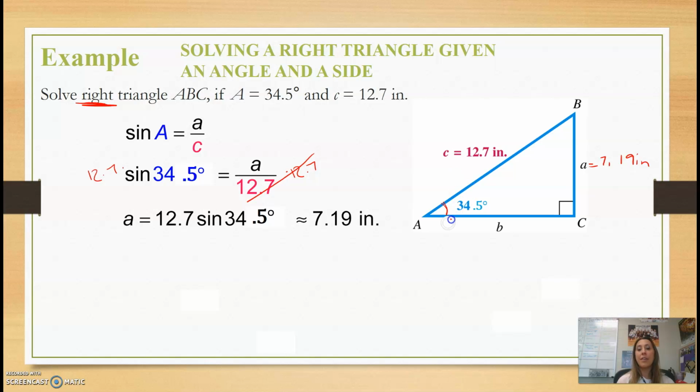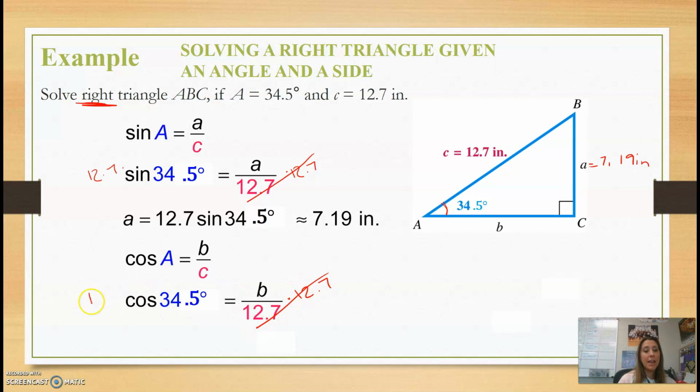And I know that if I can find the cosine, the adjacent over the hypotenuse, I'm still using all my given information. So I am going to use the cosine of A, which is the adjacent over hypotenuse, and I'm going to plug in the parts that I know. I know that the angle A is 34.5, so I'm going to put that in right here. I also know what my hypotenuse is. And again, I'm going to multiply both sides by that 12.7 to eliminate that, and then I have it on this side. So again, we want to plug that in our calculator.